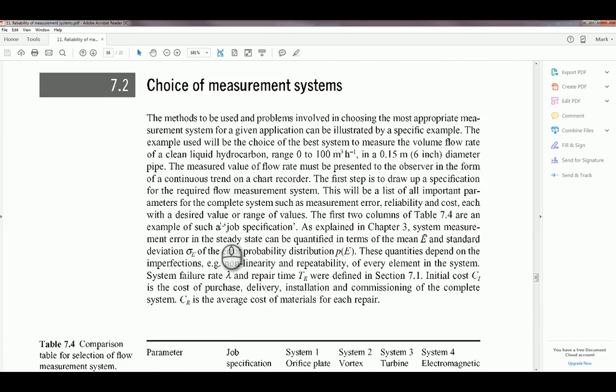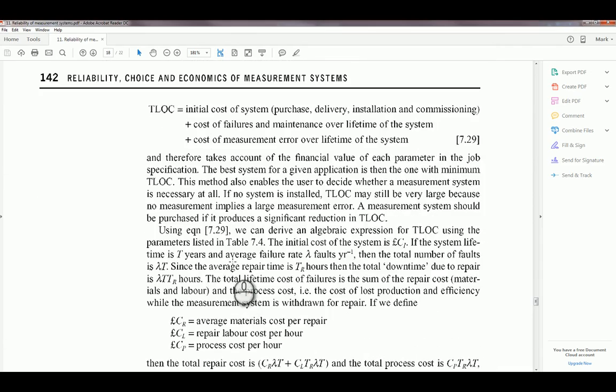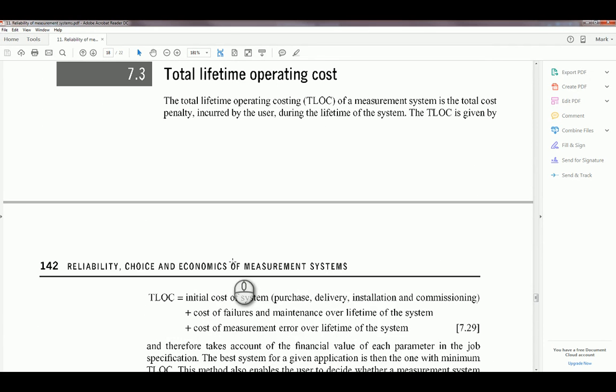Make sure we're not past the right bit. Choice of measurement, not quite yet. It's right down near the bottom. Yeah, total lifetime operating costs.